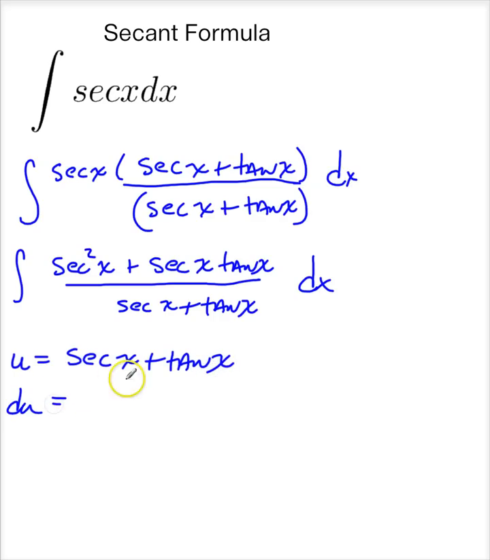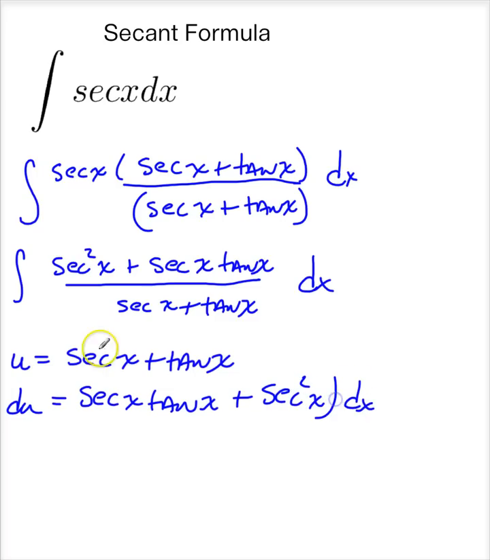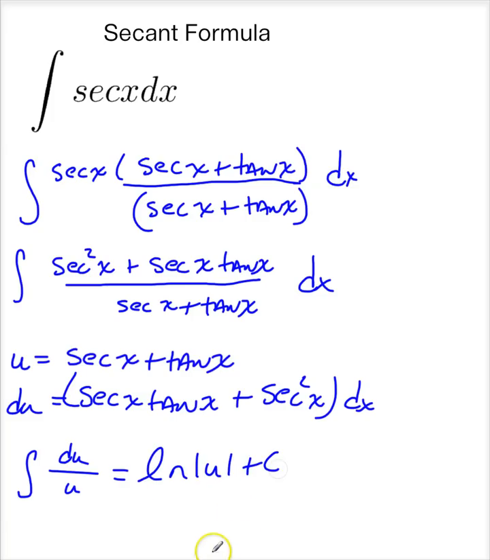du is, well, the derivative of secant is secant tangent, and the derivative of tangent is secant squared. And this is all multiplied through by dx. So this falls right into line as the integral of du divided by u. So the solution is the natural log of the absolute value of u plus c, or the natural log of the absolute value of secant x plus tangent x plus c.